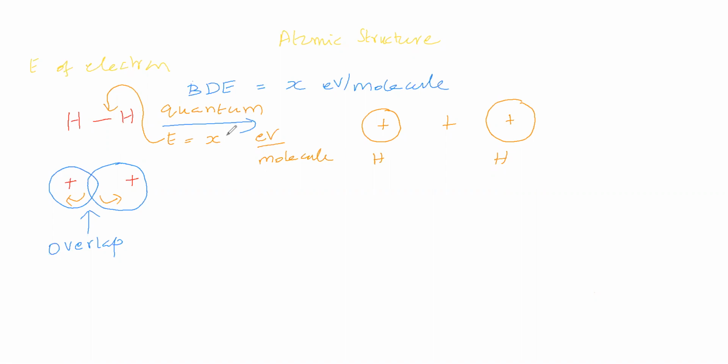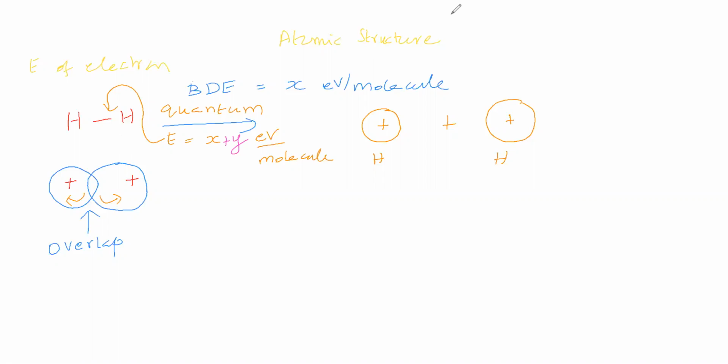Now we will give a quantum having x plus y electron volt. The energy of the quantum is x plus y electron volt per molecule. This is supplied, so this molecule dissociates into atoms. Now you say how much energy in this quantum is utilized to dissociate and how much energy is remaining?